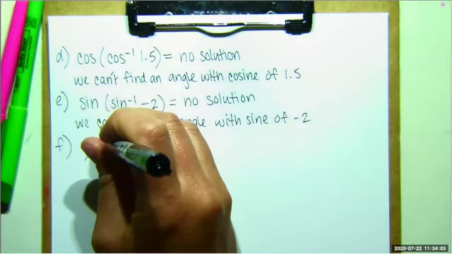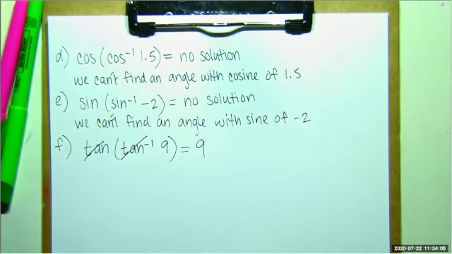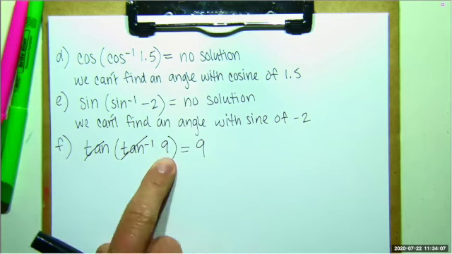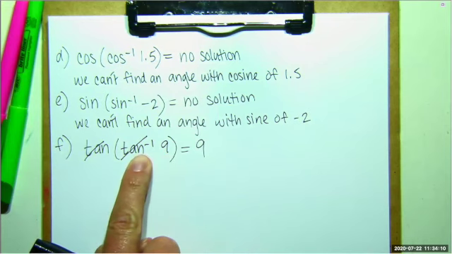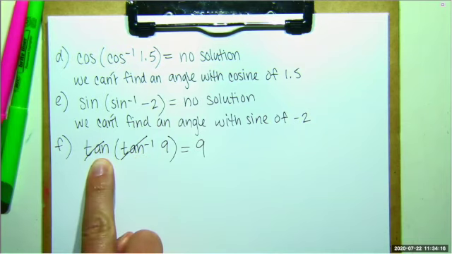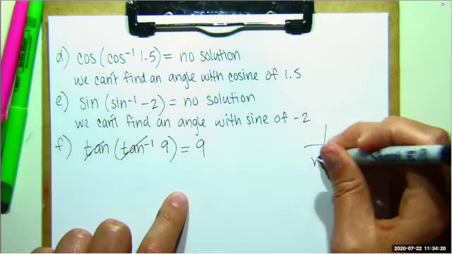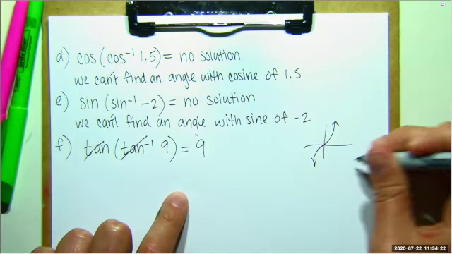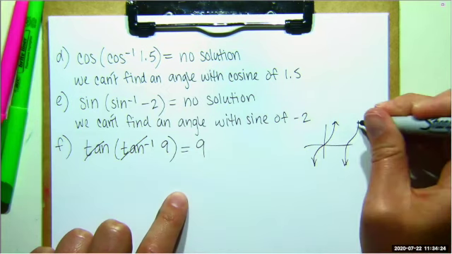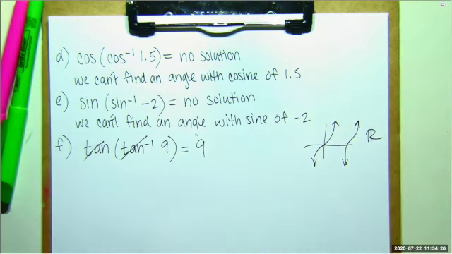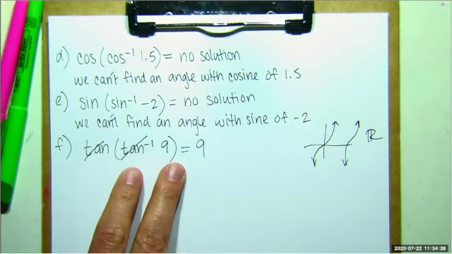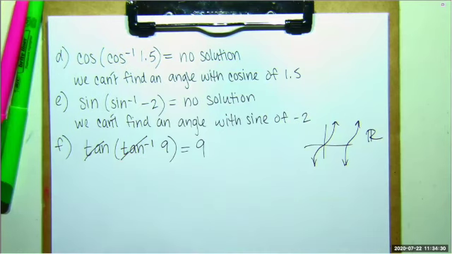In order for these to cancel each other out, this number has to be in the domain of the inside function. The domain of inverse tangent corresponds to the range of regular tangent. So if we think about our graph of tangent, the range, the y values we actually hit, is all real numbers. So this will always work. Good to go. Our answer is 9.